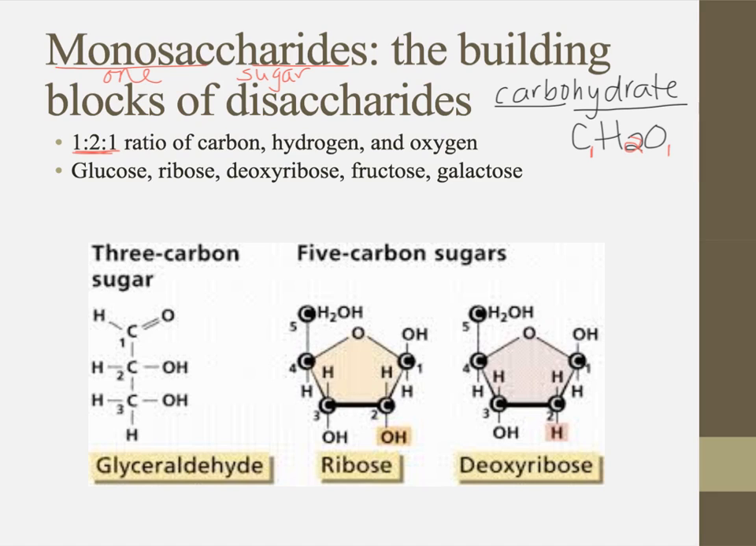and oxygen. So some examples there are things I'm sure you've heard of: glucose, ribose, deoxyribose, part of DNA, fructose, and galactose. They're all going to have some kind of a ring shape unless they're dissolved in water, but that's a whole other situation. But a ring shape, and they can be 5-sided, 6-sided, okay, all with the 1 to 2 to 1 ratio.